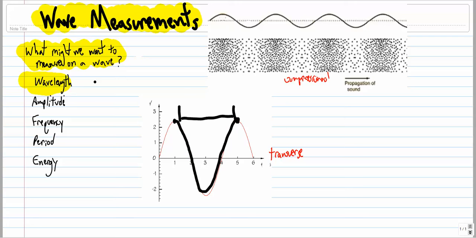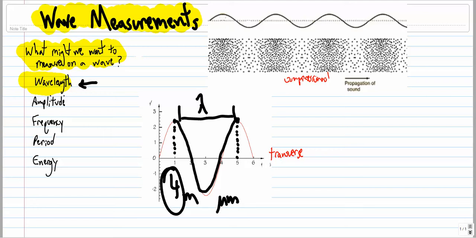Instead of writing the word wavelength, we often use the Greek symbol lambda. So how far is this? Well, this looks to me like it goes from 5 down to 1, so that wavelength is 4. What are the units here? It doesn't say. If the graph says, it might be meters, it might be micrometers, who knows what it is, but this wavelength is 4.